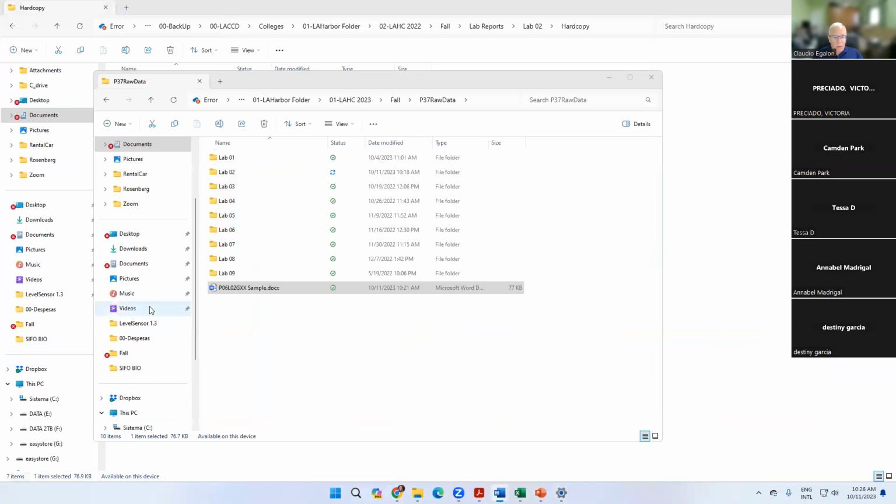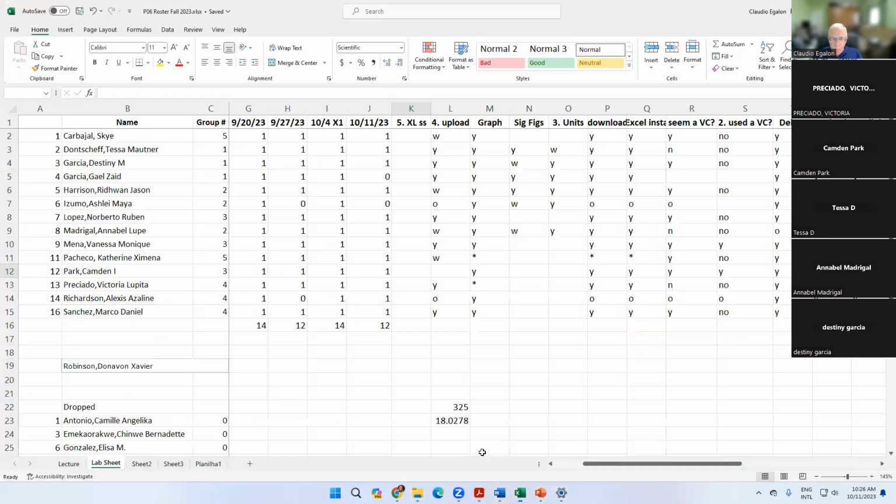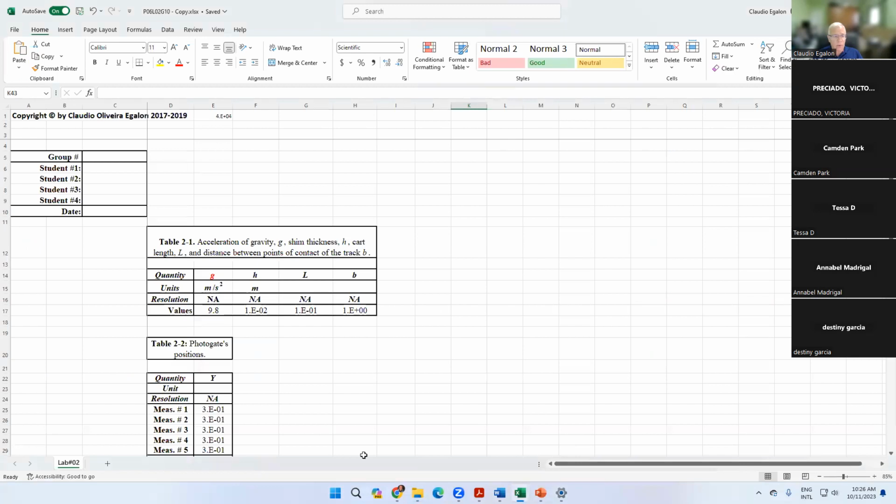Now let's take a look at my spreadsheet. I already have it here, right? Here's the attendance. Here's the spreadsheet. Don't forget to put your group number here, student numbers 1, 2, 3, 4, and the date. Most likely there is no student 4, so just leave it blank. Don't change anything in this configuration. In this spreadsheet, don't change the order of the tables.